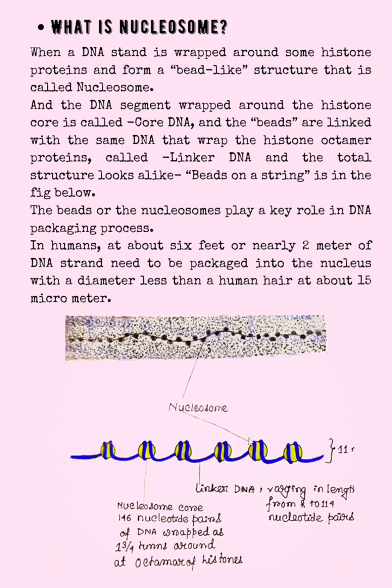The beads are interconnected by the DNA strand called linker DNA, and the total structure of the DNA strand with both core DNA, which is wrapped around histone protein, and linker DNA looks like beads on a string. The figure shows an electron micrograph of chromatin isolated from the interphase stage of cell division, where we can see a series of ellipsoidal beads in black joined by thin and less dark colored threads. That's called beads on a string.